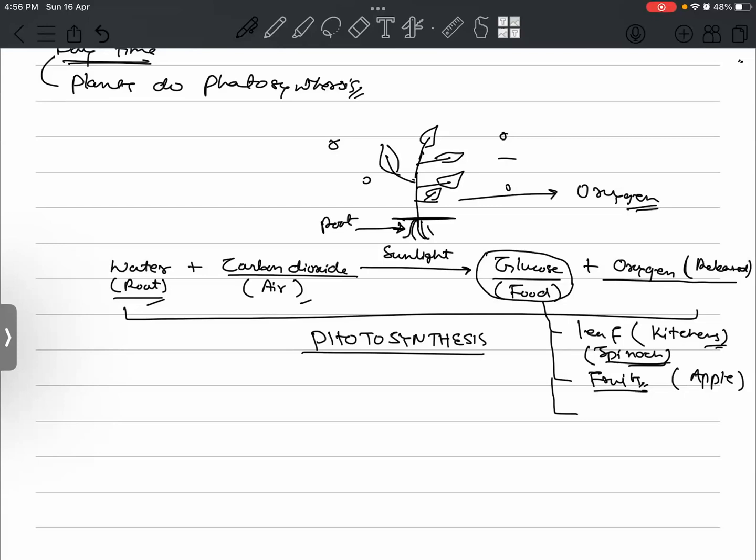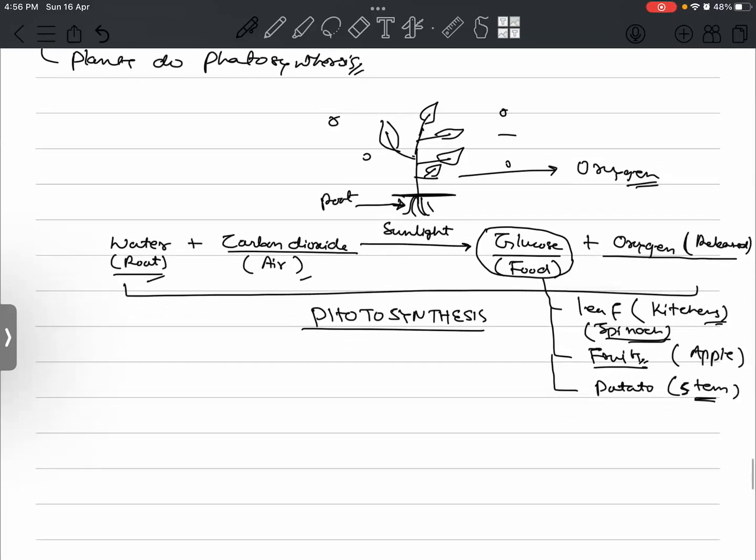So spinach stores glucose in its leaves. Depending upon the plant, it is stored in a different location. If we eat a potato, it is a stem, right? Yeah. Potato is a stem. So in the case of potato, the glucose is stored in the stem.